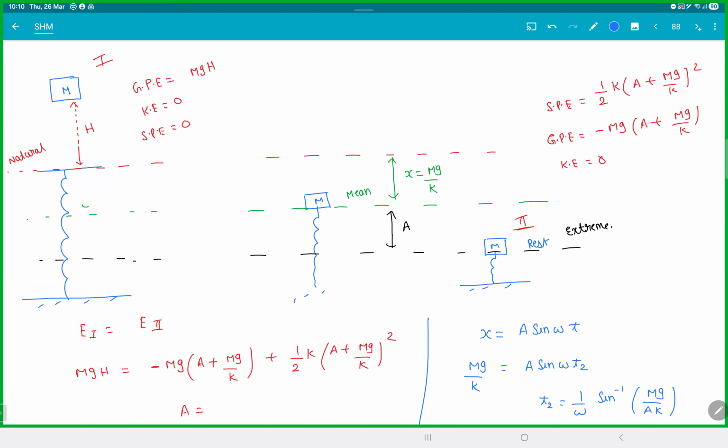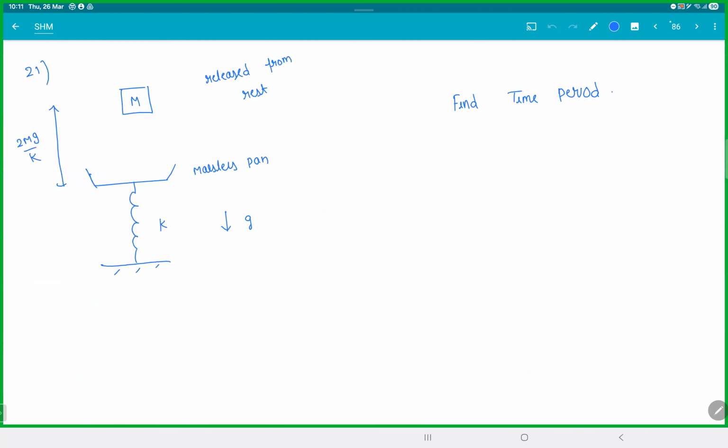Are you clear with the steps, everyone? That's what makes this problem a really good one. That part. Most people miss that natural length to mean position part. Clear? Satyasha? Clear? Srihari? Vanshika? Clear? Aditi? Perfect. Next one.